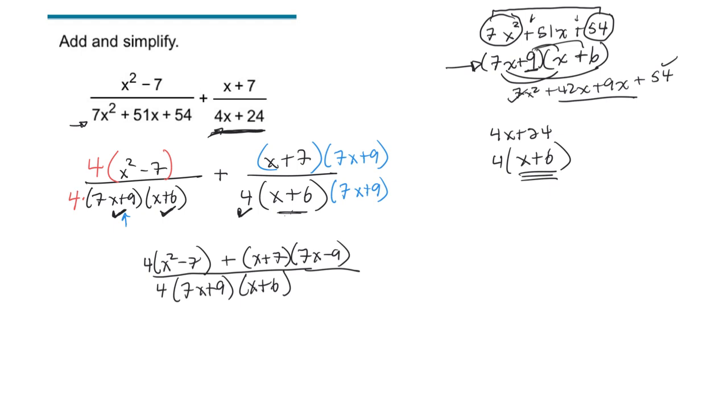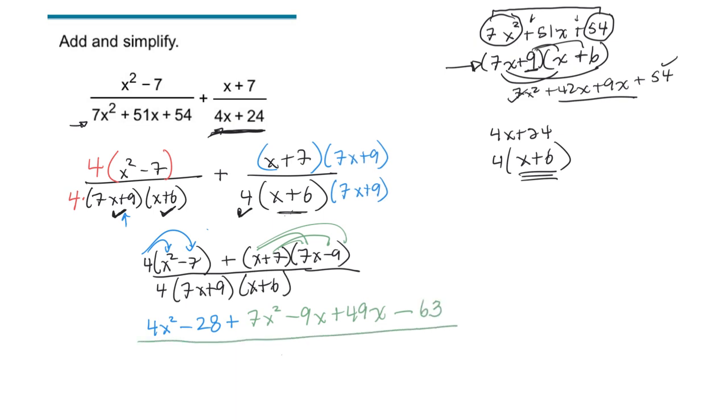Okay, on the top, I can probably multiply things through. So I'll multiply this by that and this by that. So that'll be 4x squared minus 28 plus, and now the next one, I'll have to do the whole FOIL thing. So it'll be 7x squared minus 9x plus 49x minus 7 times 9, which I think is 63, divided by that same thing, (7x plus 9)(x plus 6).